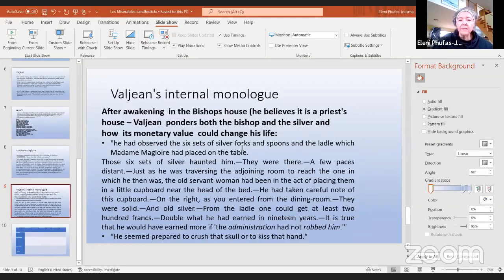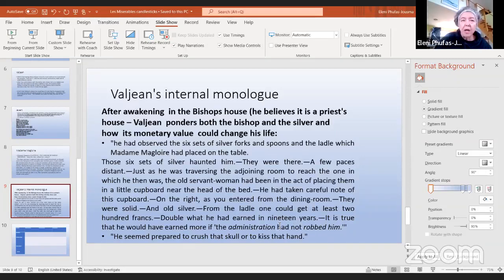Quote: he had observed six sets of silver forks and spoons and the ladle which Madame Magloire had placed on the table. These sets of silver haunted him. They were there, a few paces distant, just as he was traversing the adjoining room to reach the one in which he then was. The old servant woman had been in the act of placing them in a little cupboard. He had taken careful note of the cupboard. On the right, as you entered from the dining room, they were solid and old silver. From the latter, one could get at least 200 francs, double what he had earned in 19 years. It is true that he would have earned more if the administration had not robbed him.